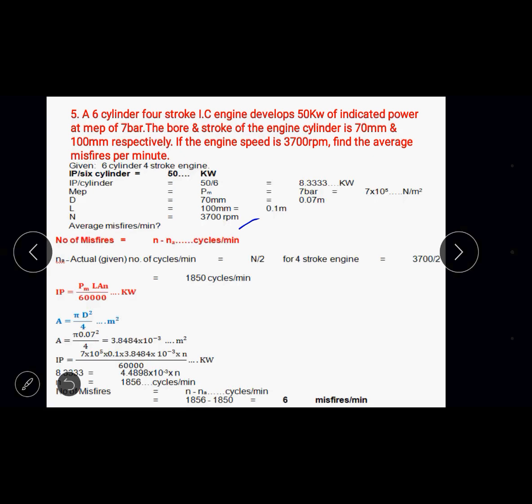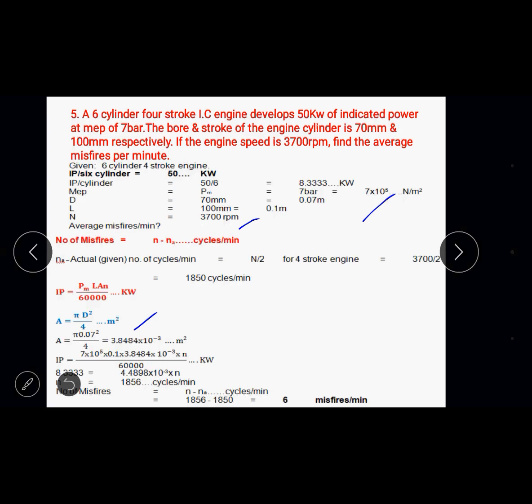But in this problem, since indicated power is given, 50 kilowatt for 6 cylinders, we will take the help of IP. With the help of IP we will find out small n. So IP formula is mean effective pressure into l a n by 60,000. The mean effective pressure is also given, 7 bar, so it is 7 into 10 power 5 Pascal. The diameter is given as 0.07 meter, so you can find out area. Stroke of the piston is also given, 0.1 meter, and then we have to find out small n.